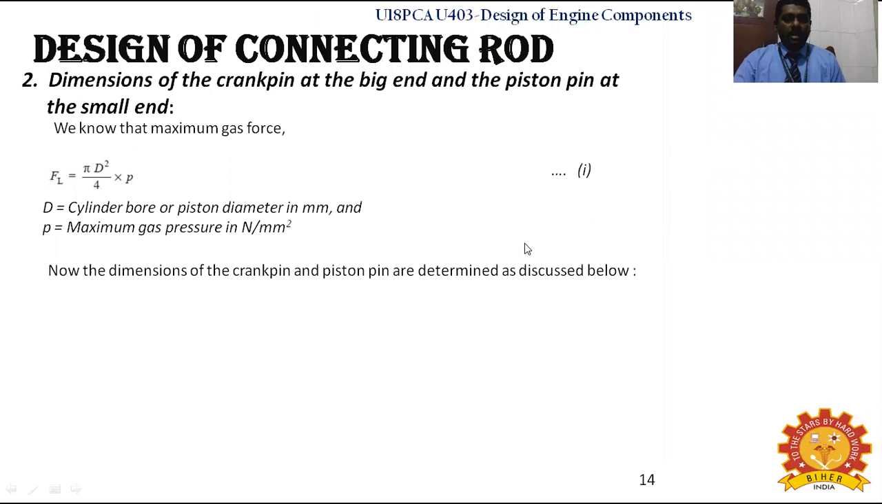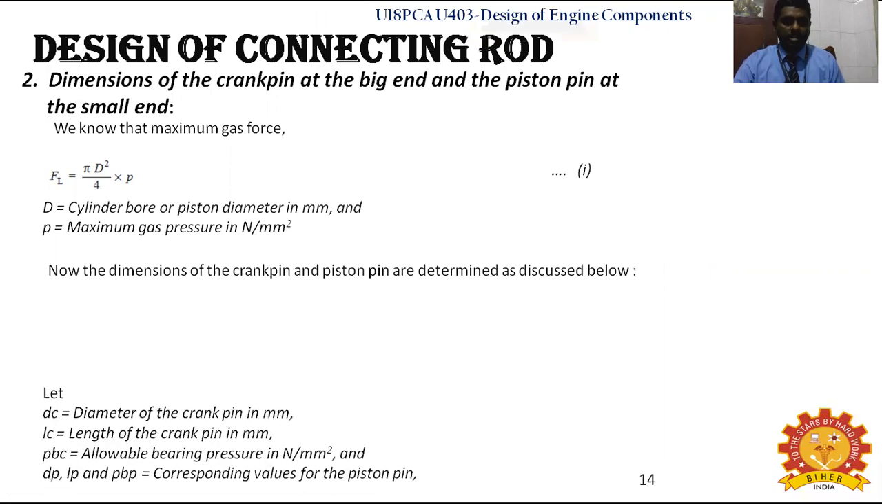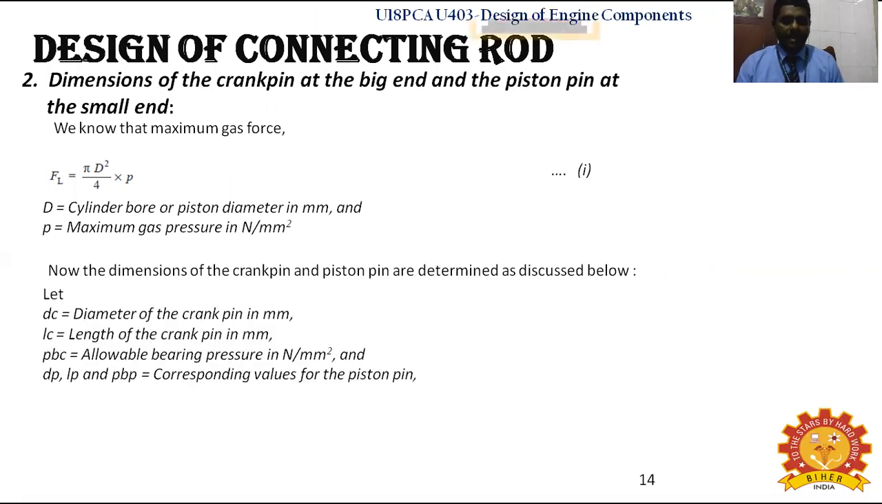You will be noting that the dimensions of the crank pin and piston pin are determined as discussed below. Let the diameter of the crank pin be d suffix c, L suffix c the length of the crank pin, and small p suffix bc the allowable bearing pressure in Newton per mm square. And d suffix p, L suffix p and p suffix bp are the corresponding values for the piston pin, because one end is connected to the piston and the other end is connected to the crank, so we have to consider the diameter and length for both ends, the crank side as well as the piston side.